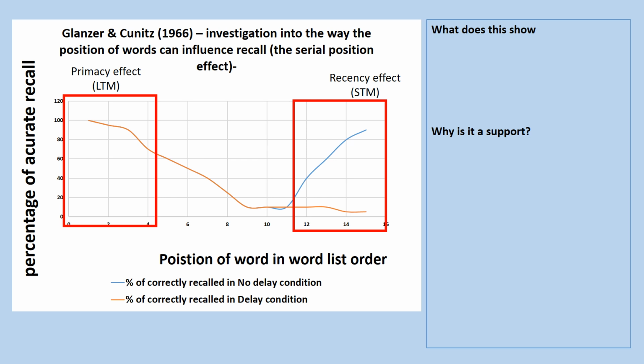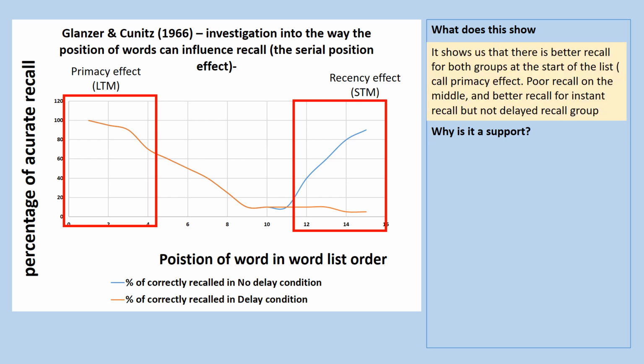Okay, let's go through this. So what does it show? Well, put simply, it shows us that there's better recall for both groups at the start of the list, and that's called the primacy effect. However, for both groups, there's poor recall in the middle of the word list. Yet, for just one of the groups, in this case the group who had no delay, they then have this upsurge at the end of the word list, which seemed to help them to recall the words more accurately than the other group.